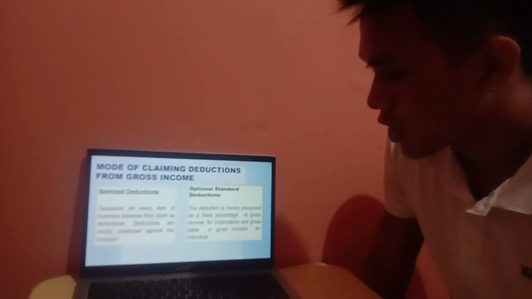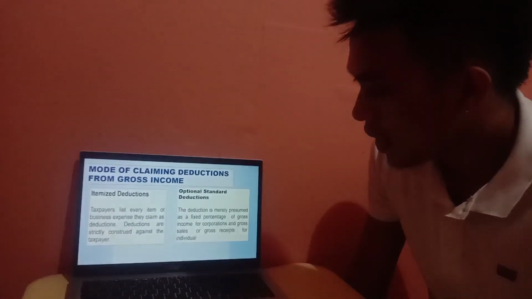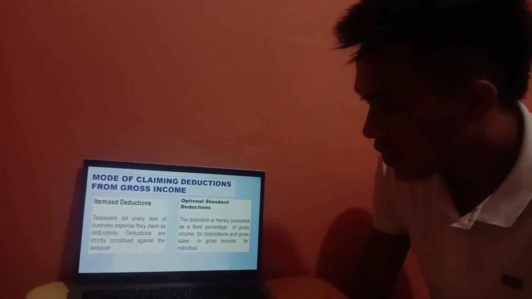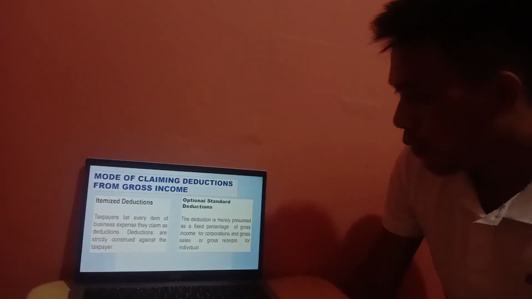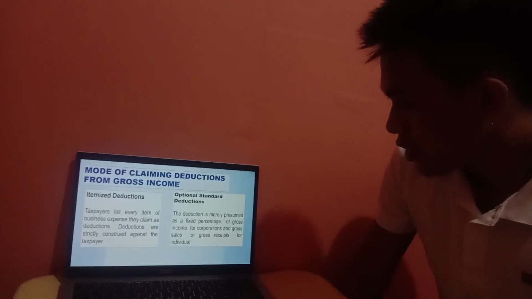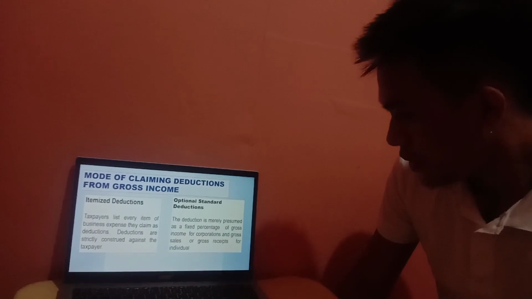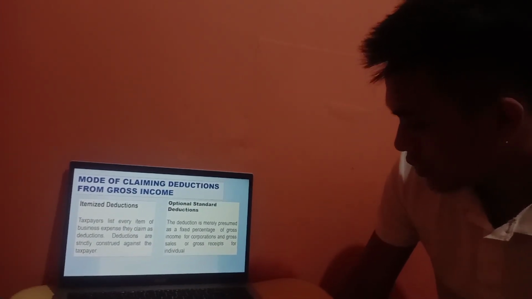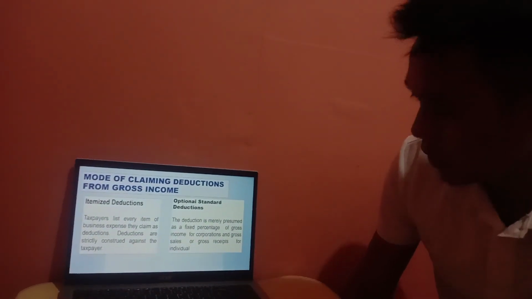Modes of claiming deductions from gross income. Itemized deduction: taxpayers list every item of business expense they claim as deductions. Deductions are strictly construed against the taxpayers. Optional standard deduction: the deduction is merely presumed as a fixed percentage of gross income for corporations and gross sales or gross receipts for individuals.